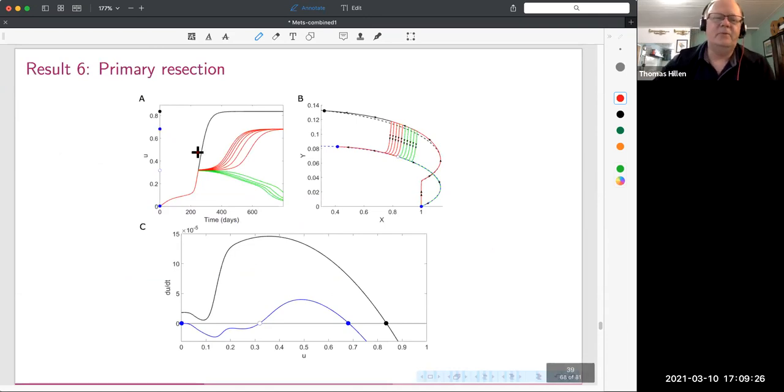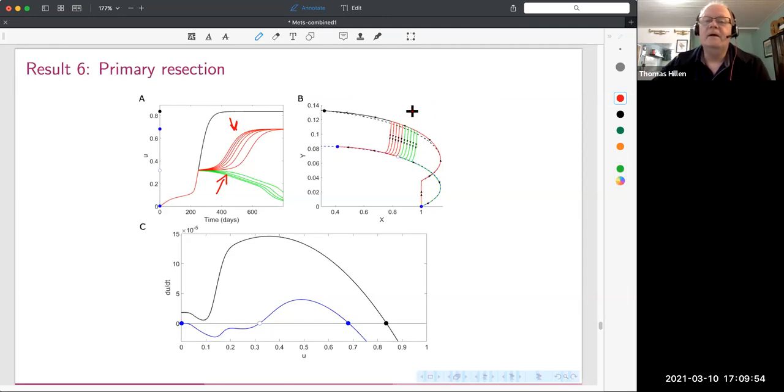So let's come back to the primary resection. You have seen this picture before for the 8-dimensional system. Now it's shown for the 1-dimensional reduction. But the behavior is the same. If you do primary resection early, you get the green curves and the patient survives. If you do it later, you get the red curves and the metastases grow. But now we can understand this wonderfully using our manifold thing.